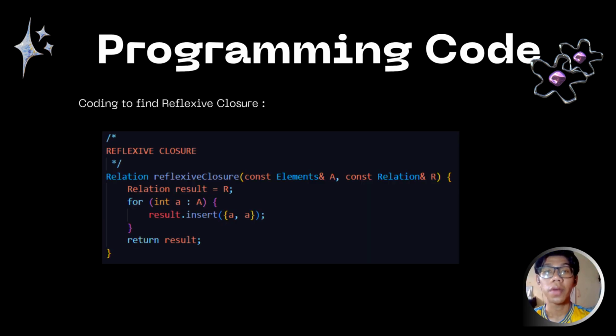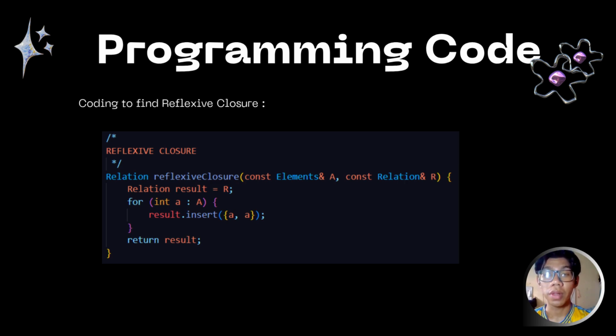So now how to find reflexive closure? First, we will create a copy of our original relation called result, so we don't mess up the original data. Then we will just use a loop to go through every single element A in our set of A.